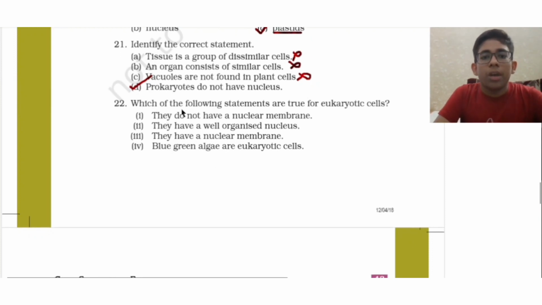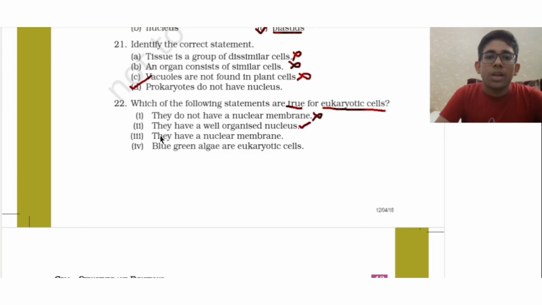Question number 22. Which of the following statements are true for eukaryotic cells? The term is eukaryotic cells and we have to find the true statements. So we have to go through all the options. They do not have a nuclear membrane. This is false, because eukaryotic cells differ from prokaryotic cells by the nuclear membrane. So this is incorrect. They have a well organized nucleus. This is true, they have a well organized nucleus which contains the nucleolus, chromatin, etc. Third option, they have a nuclear membrane. This is also true.